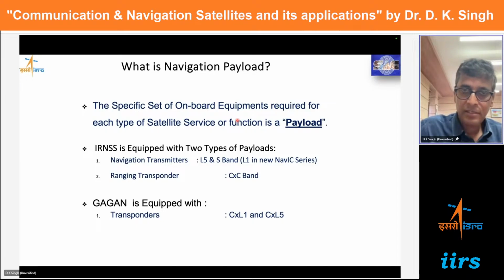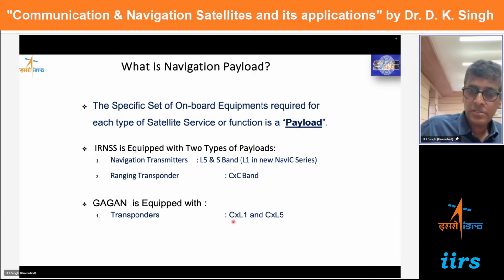the IRNSS payload is equipped with an L5 and S-band transmitter. It is only a transmitter, it doesn't receive the signal, and the L1 signal is added in a new NavIC series to make it fully compatible with the GPS type of system. And second, we need to range the satellite position accurately, so we have the ranging transponder.